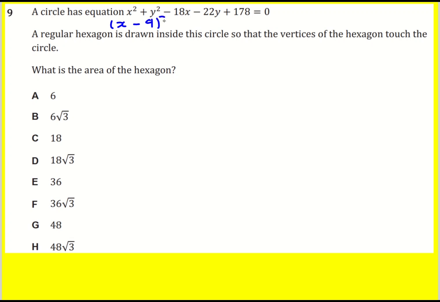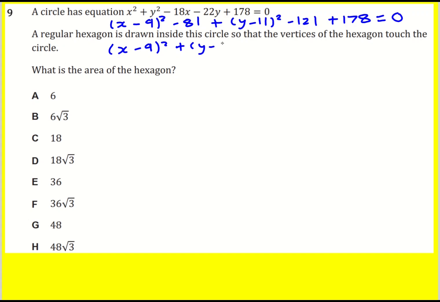I'm going to get (x minus 9) squared minus 81. Sorry, I was going to do that at the end, but let me write it here. Minus 81 plus (y minus 11) squared minus 121 plus 178 is equal to 0. So that means (x minus 9) squared plus (y minus 11) squared is going to equal, let me add these two, they're both negatives, so I'll get minus 202. So when I put it on the right hand side, I'll get 202 minus 178, which will give me 24, or root 24 squared. So the radius is root 24.